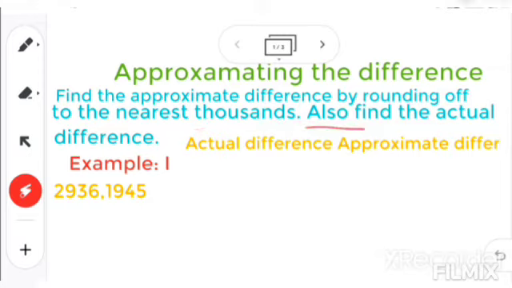After that, one more is given. Also find the actual difference. Most of the students never see that here they are asking you to find the actual difference. They write only the approximate difference. So both you have to find.